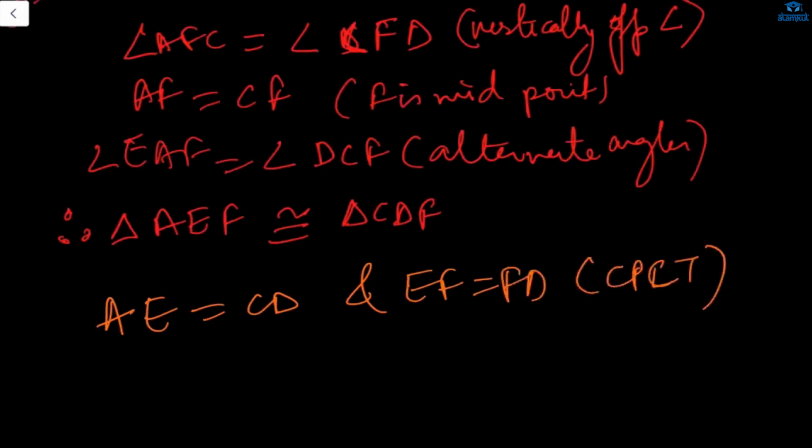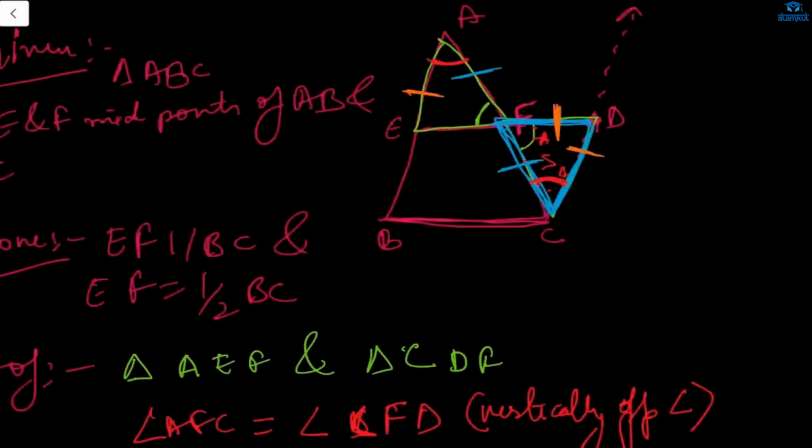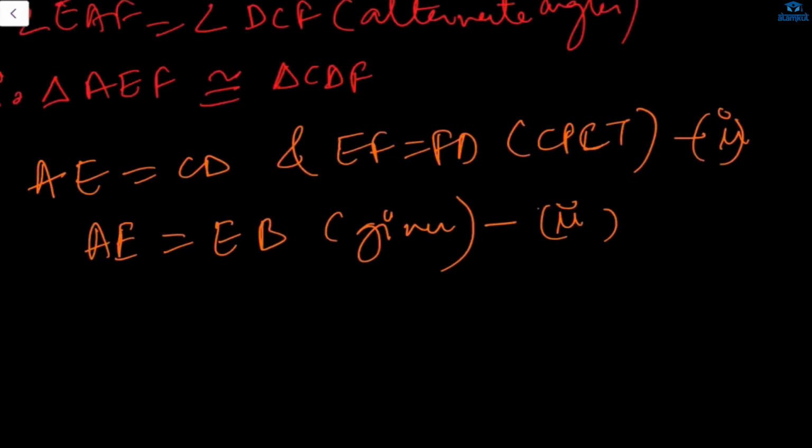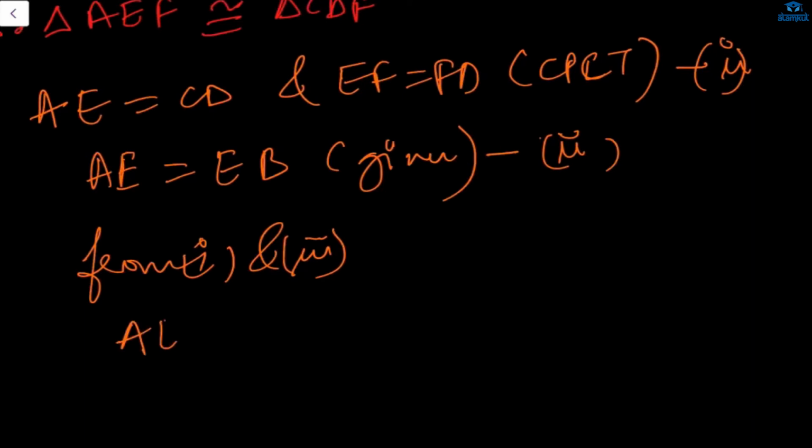Understood? Now, how are we going to use this? We have seen that AE is equal to CD, and we already know that E is the midpoint of AB, so AE is equal to EB. This is given. You can name these equations first and second. From first and second, we got that AE is equal to EB is equal to CD. All the three are equal.